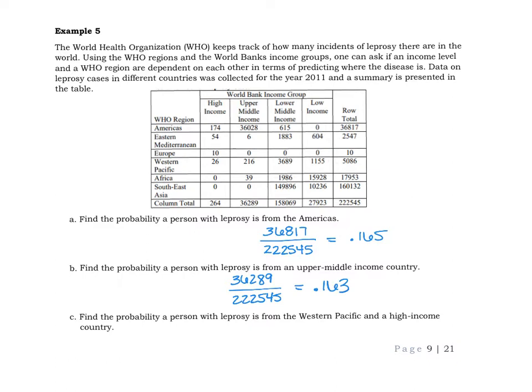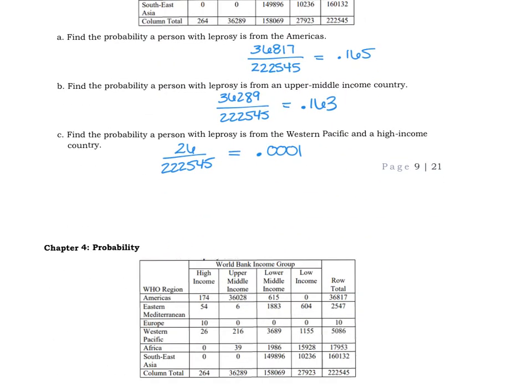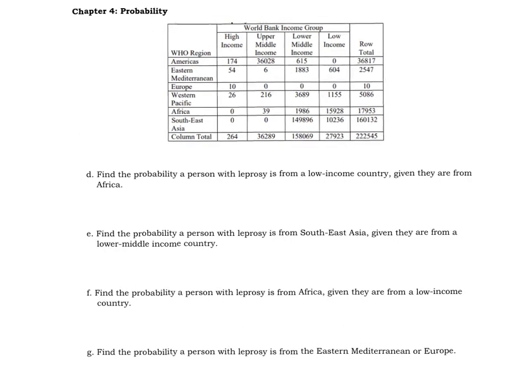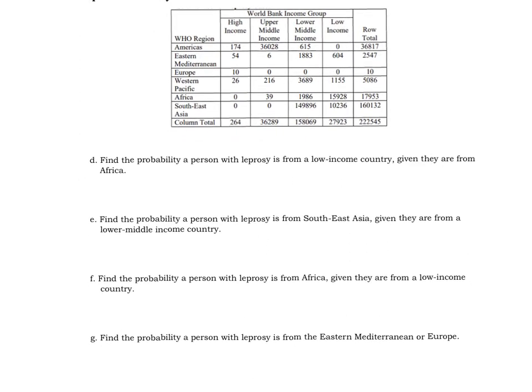Part C, find the probability a person with leprosy is from the Western Pacific and a high income country. So the Western Pacific and high income, so they've got to fall into both categories, are those 26 people, again, out of the 222 plus thousand people. Another one in scientific notation, so the answer should be 0.0001. All right, moving on to the next page. Got the table there again for your convenience.